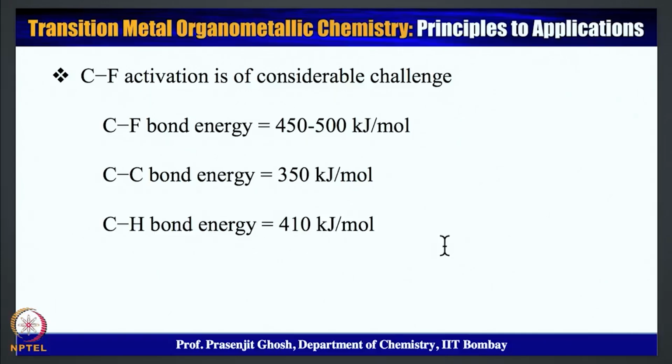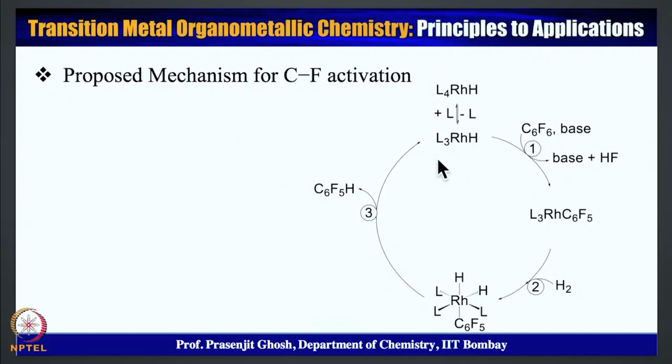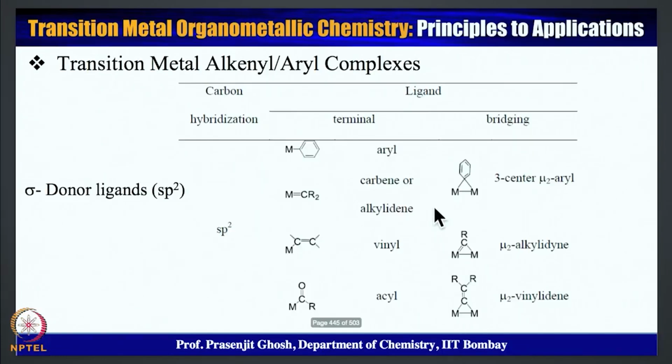In the tune of CC and CH bond activation, CF bond activation probably is by far the most difficult to achieve, with a CF bond energy between 400 to 500 kilojoules per mole, and we have looked into various catalytic cycles that undergo CF bond activation. Now, despite the fact that CF bond activation is difficult, there are several examples we have discussed which show CF bond activation.